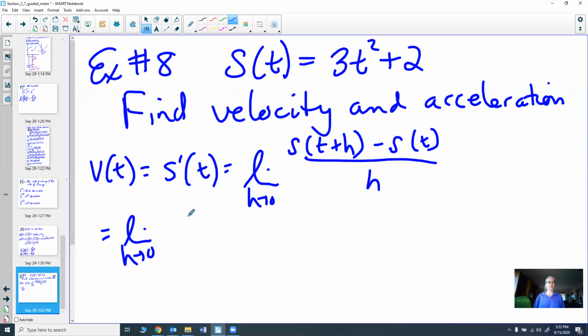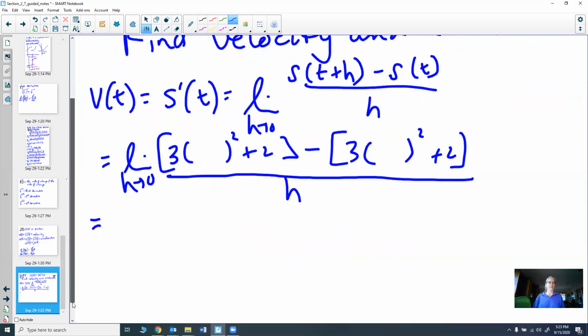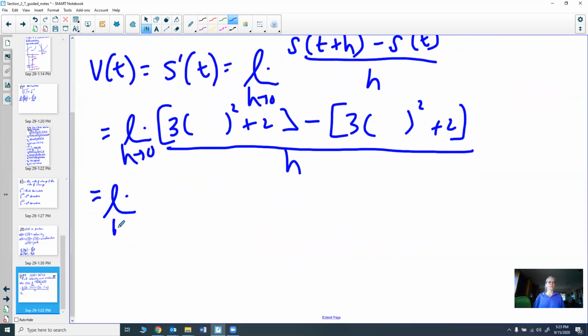So our function is 3 times something squared plus 2. This is the first time we see it. Then we see our function again, and it's 3 times something squared plus 2. That's the second time we saw our function, all over h. That will equal the limit as h goes to 0. Let's fill in the somethings. In the first something, it's t plus h. The second something is just t.